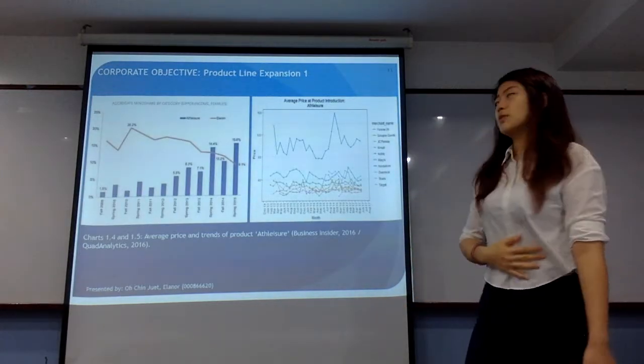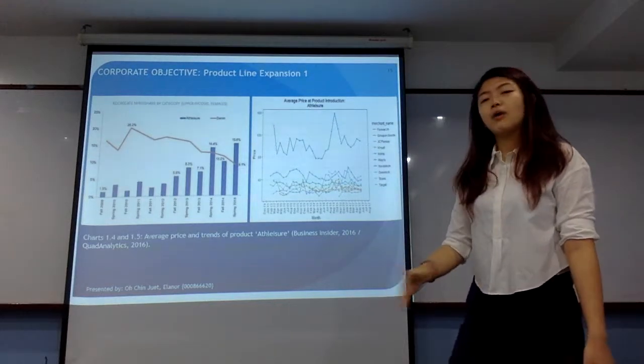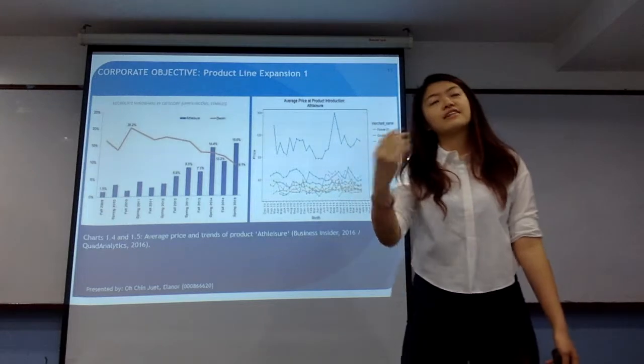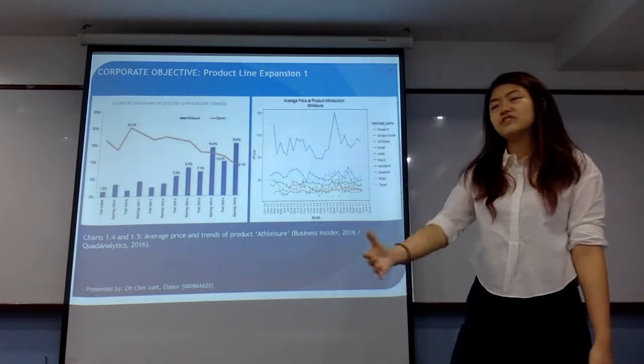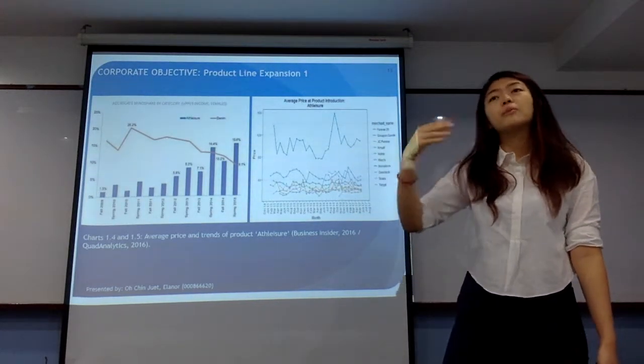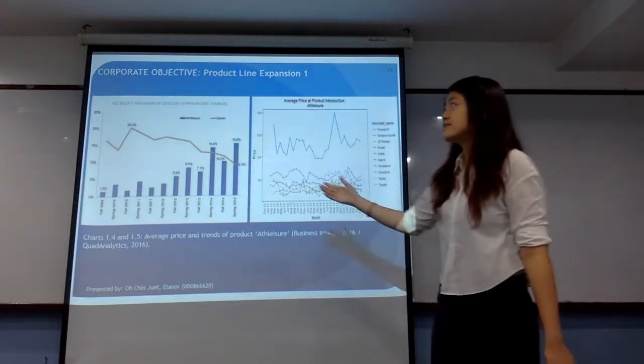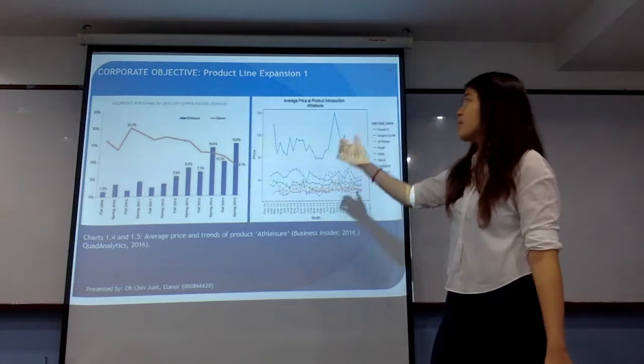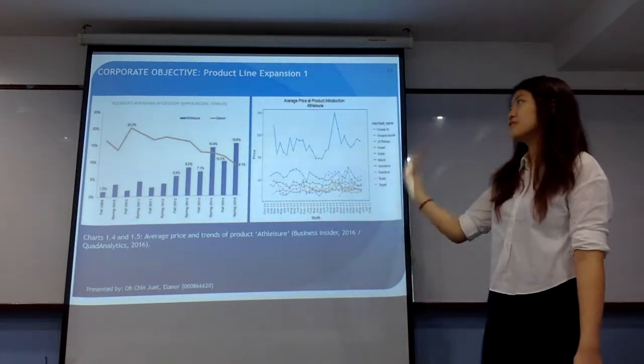The third and final corporate objective would be to expand our product line. As I've mentioned before, the athleisure trend is catching on more and more in various regions, and is growing more and more in terms of revenue. And you can see that athleisure is getting more popular than denim, which is an old-fashioned trend.